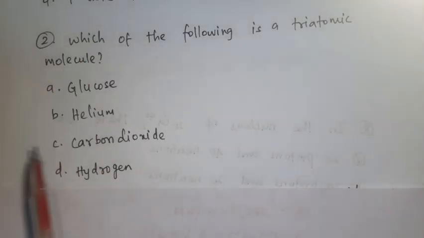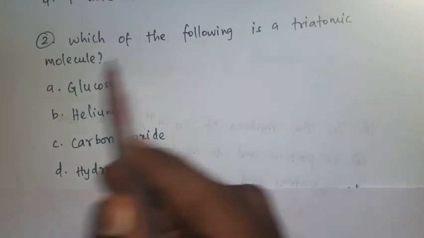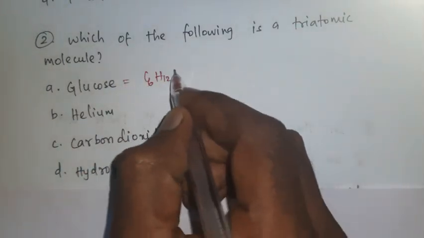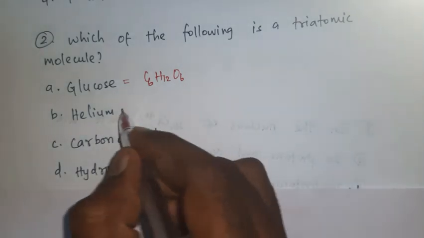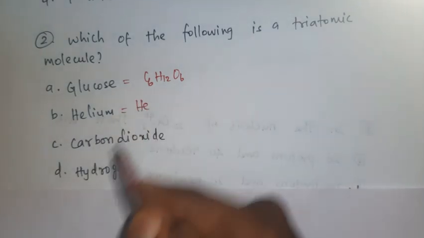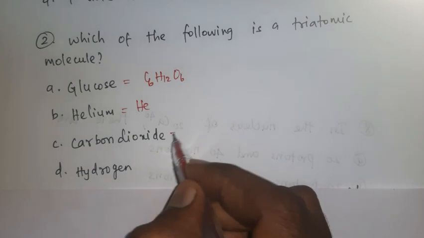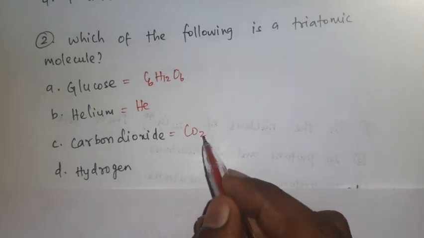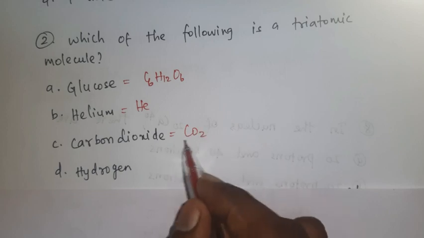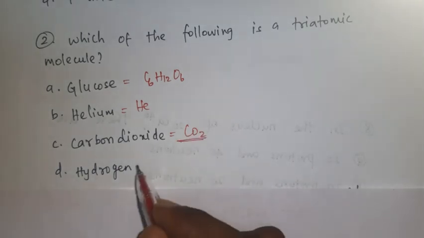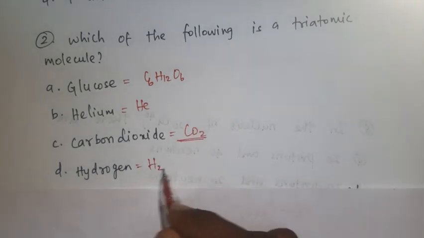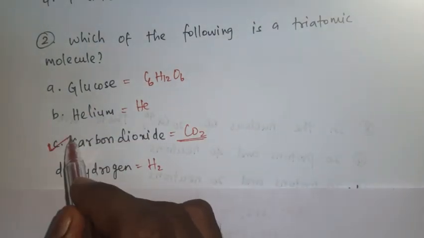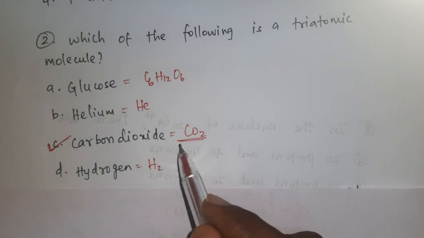Next, second, choose the best answer. Which of the following is a triatomic molecule? Glucose, formula C6H12O6, is a polyatomic molecule. Helium, He, is a monoatomic molecule. Carbon dioxide, CO2: here 1 carbon atom, 2 oxygen atoms, so this is a triatomic molecule. Hydrogen is a diatomic molecule. So according to the question, option C is the right answer. Carbon dioxide is a triatomic molecule.